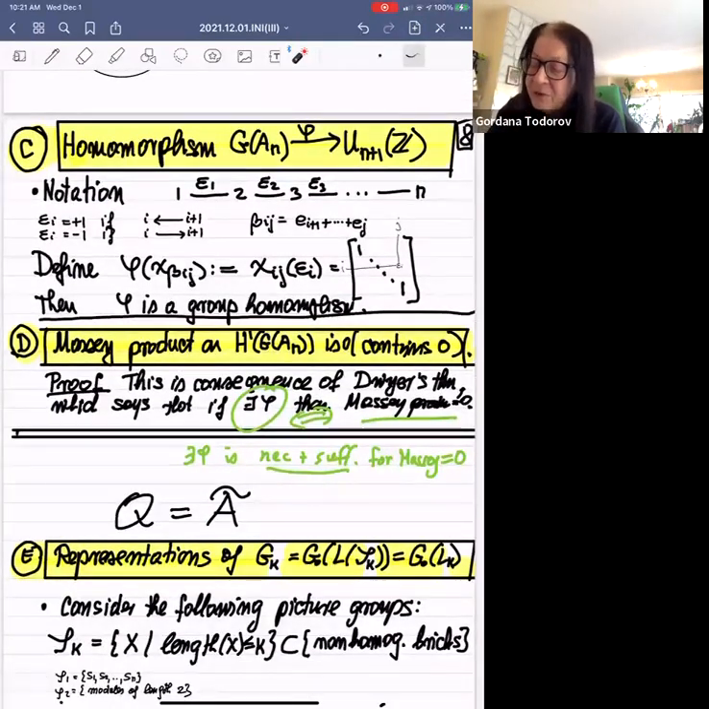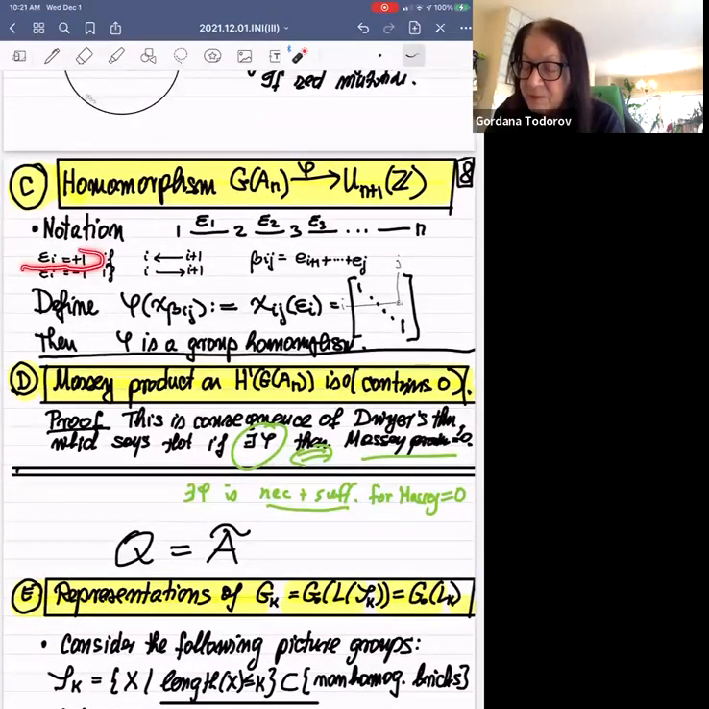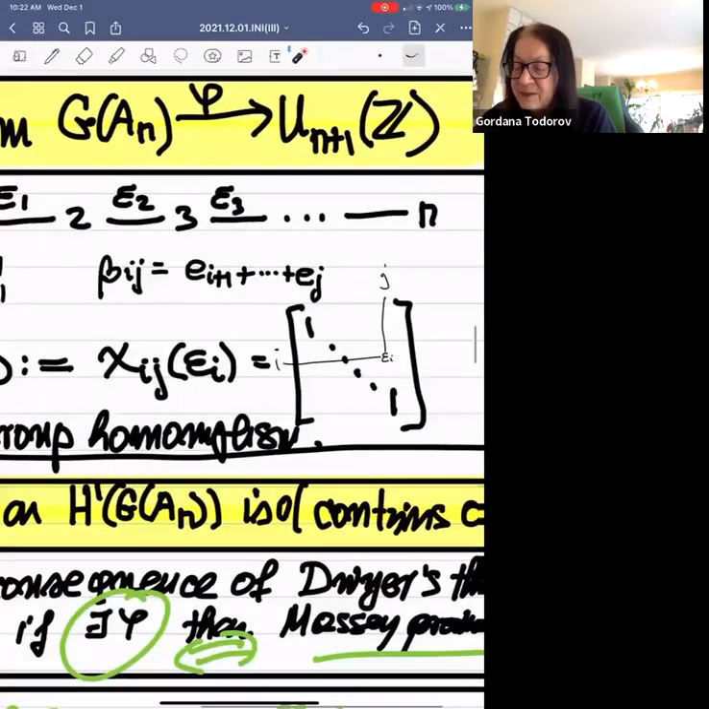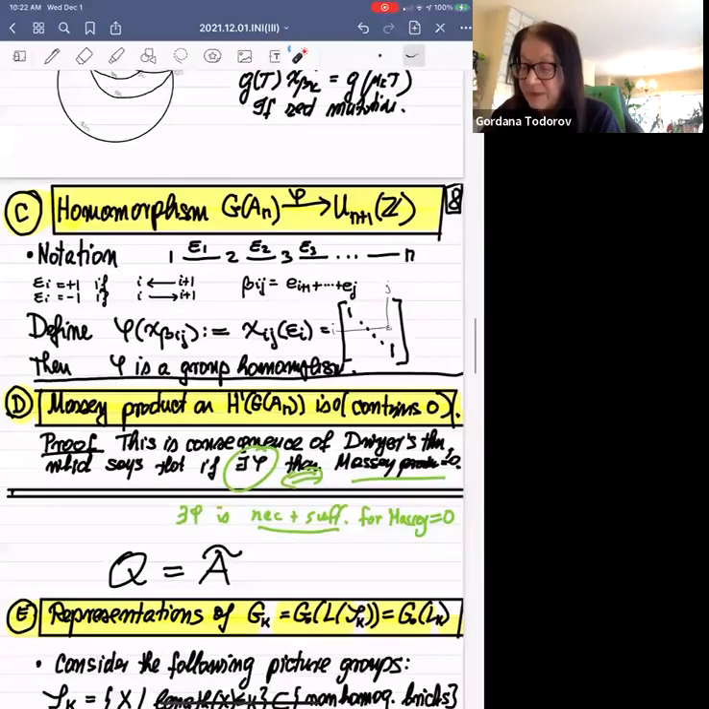So, notation, this is a standard combinatorial notation that people like to use. You have your quiver with vertices 1 through n, and the epsilons are plus or minus 1: epsilon_i is plus 1 if the arrow goes from i plus 1 to i, and minus 1 if the arrow goes the other way. And beta_ij, again the standard combinatorial notation for these modules, starts with e_{i+1} and goes up to e_j. Then here's the homomorphism that I'm defining.